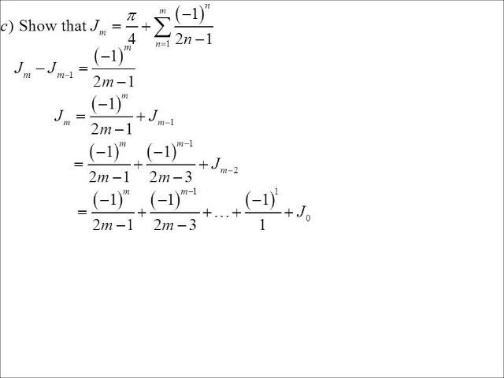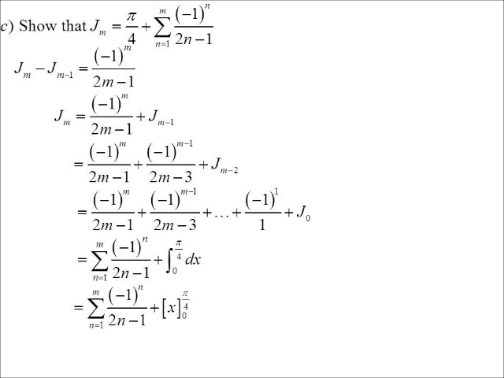So essentially, all of these terms here are in fact the sum that they're talking about. We go from 1 to m of minus 1 to the n on 2n minus 1. And all I'm left with is this little integral dx from 0 to pi on 4. And if we do that, we end up with pi on 4. And that's what they're looking for. But wait, there's more.